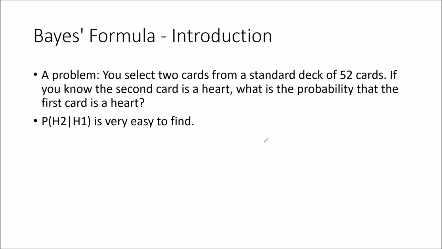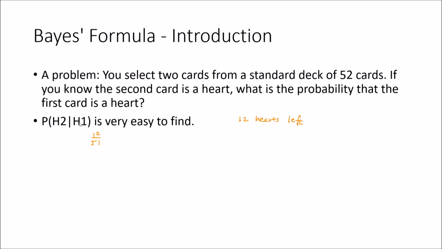All right, so you know the first card is a heart. So totally you have 12 hearts left. At the beginning there are 52 cards and one card is gone, so you have 51 cards left. So the probability of H2 given H1, where H1 means the first card is a heart and H2 means the second card is a heart, is just 12 out of 51. Okay, so this is pretty easy to find.